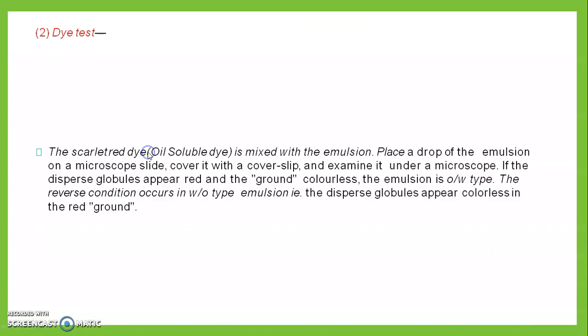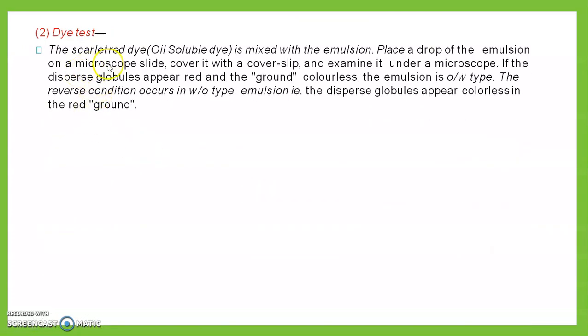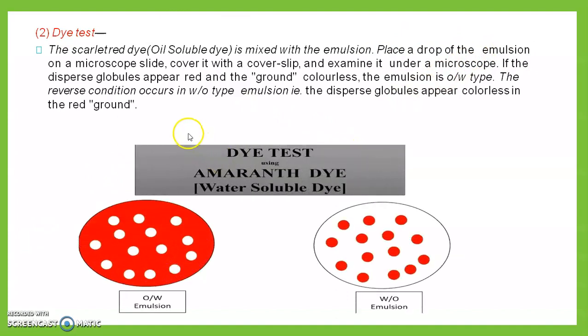Then next is the dye test. In the dye test, dyes like scarlet dye and amaranth dye are used. Scarlet dye is an oil soluble dye. If it is mixed with the emulsion and a drop of the emulsion is placed on a microscope slide, covered with a cover slip and examined under the microscope, the dispersed globules appear red on a colorless ground. Then the emulsion is O/W type, and the reverse is the case for the W/O type of emulsion, that is, the dispersed globules appear colorless in the ground.